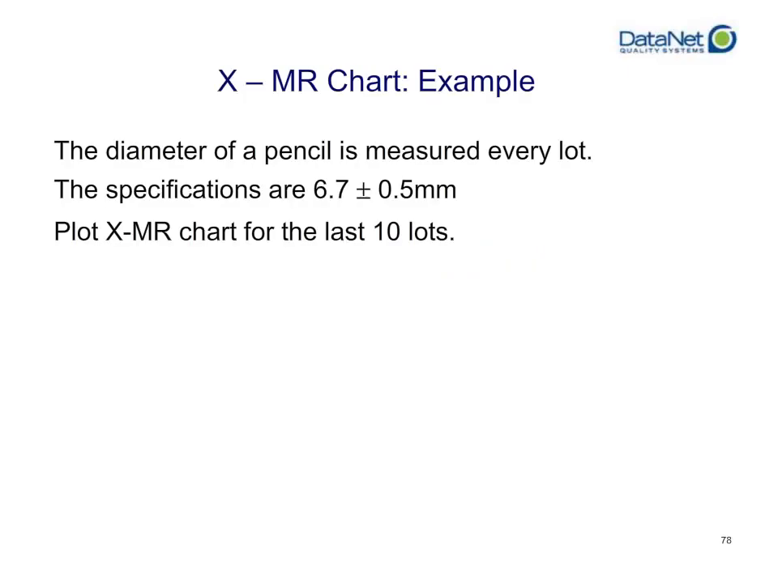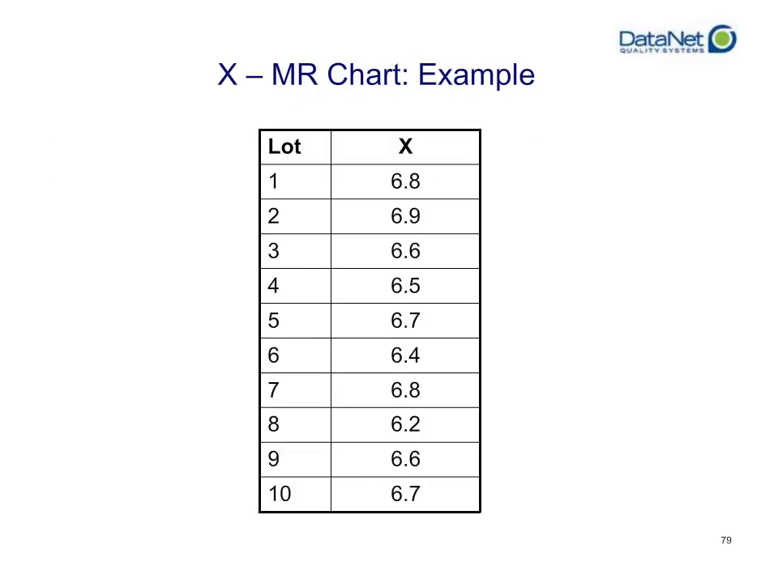So in this case, you are again a pencil manufacturer and the diameter of a pencil is measured every single lot. The specs for the diameter of your pencils is 6.7 millimeters plus or minus a half a millimeter, so somewhere between 6.2 and 7.2. And then you need to plot an X and MR chart for the last 10 lots. This is the data for your X and MR pencil creation.